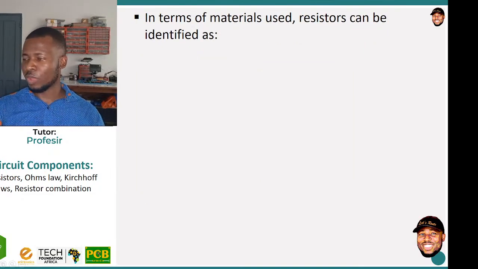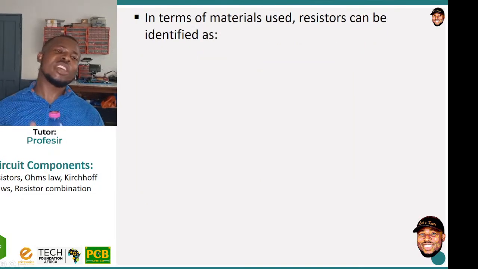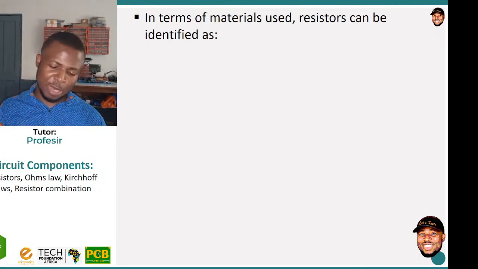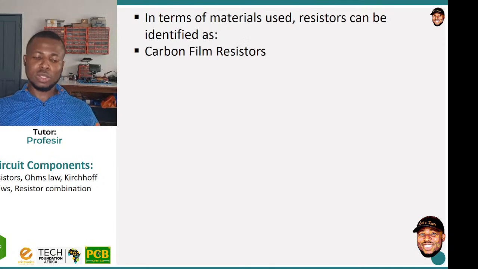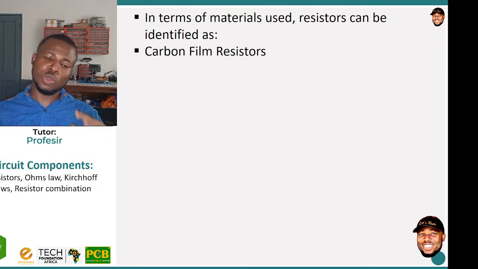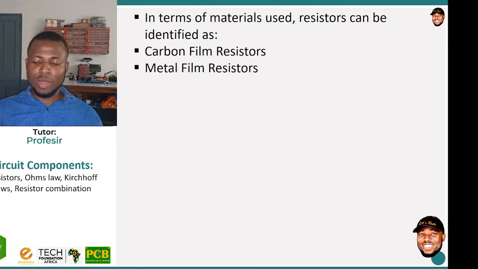Okay, so let's continue. Now, we can actually also describe resistors in terms of the material that they are designed from, okay? So we can have a category of resistors called the carbon film resistors. We have the metal film.